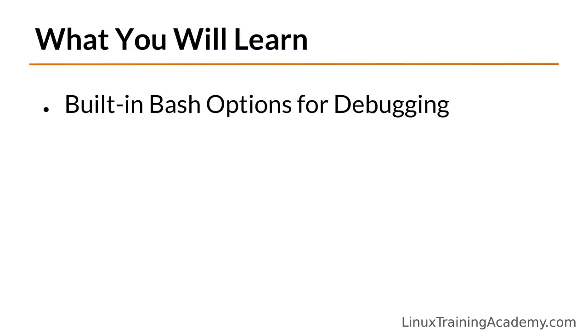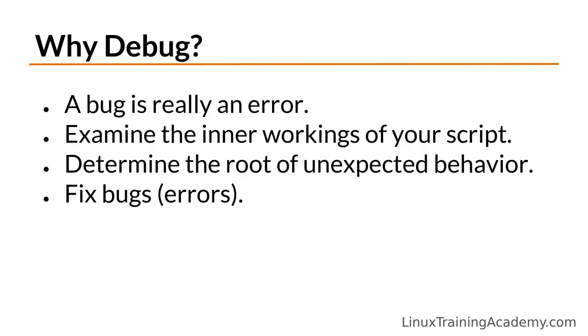In this lesson, you will learn about the options built into Bash that will help you find and fix errors in your shell scripts. A software bug is an error in a computer program that causes it to produce an unexpected or incorrect result. Most of the bugs are actually mistakes in the program's code or in its design. If you encounter a bug or an error in one of your scripts, you'll want to see exactly what is happening during the execution of that script.